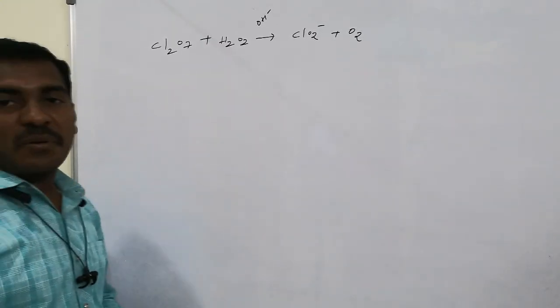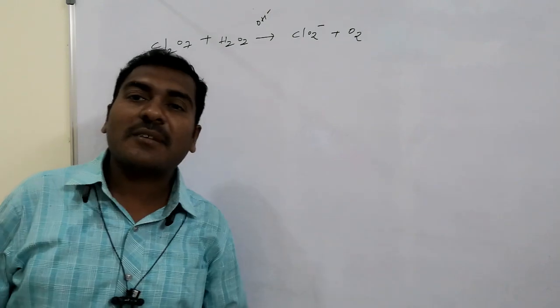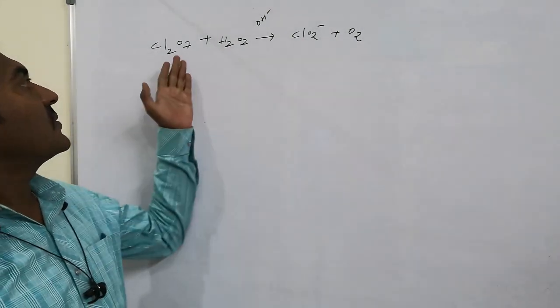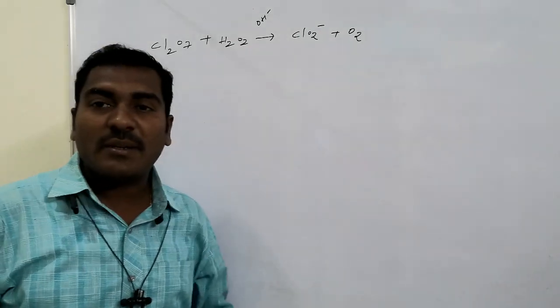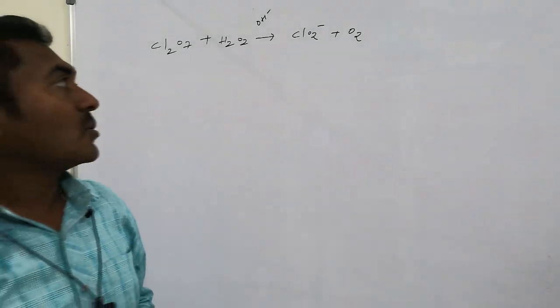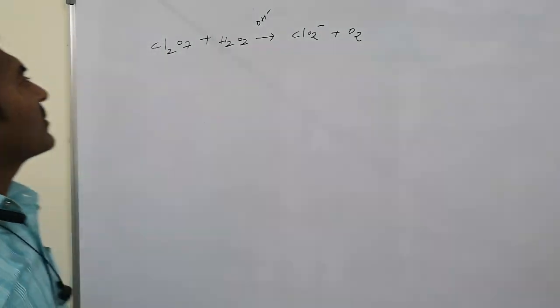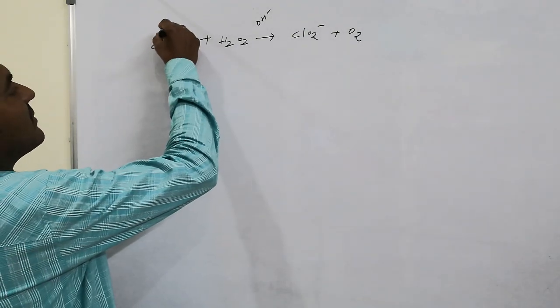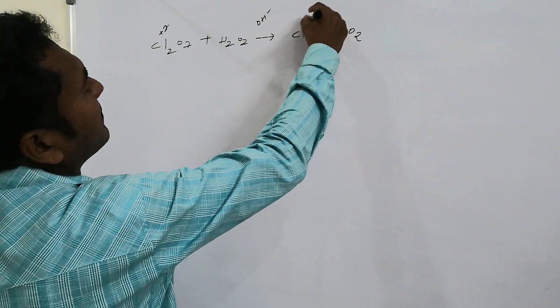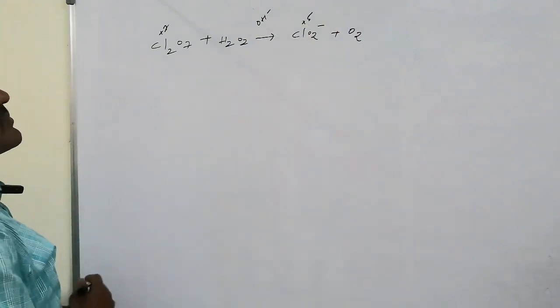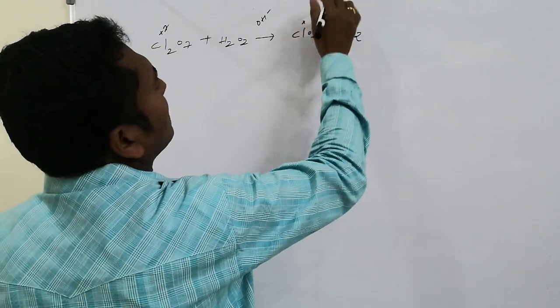Yes, an equation is provided for us to be balanced by the electron method. It consists of Cl2O7 plus hydrogen peroxide in the presence of a basic medium, which is converted to ClO2 minus, followed by O2. Here chlorine maintains +7 as the oxidation state, whereas here chlorine maintains what? It is not +5, it is +3 as the oxidation state.